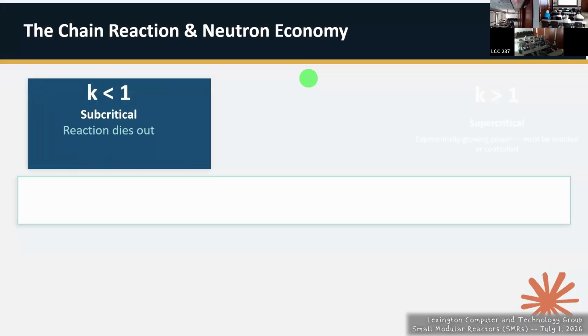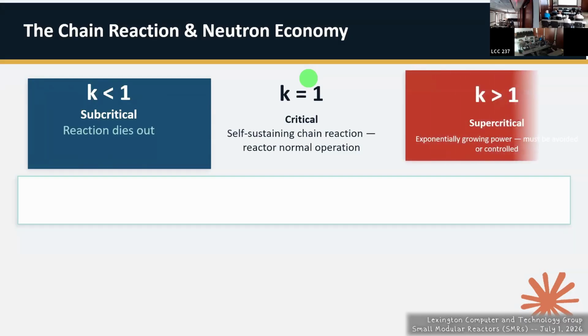If the split, if the new subnuclei and the neutrons go out, if the neutrons hit less than one other atom, you'll have a subcritical reaction that will die out. If it hits approximately one each, it'll be a sustaining smooth reaction. And if it hits more than one each, it has a supercritical reaction that exponentially grows like crazy. And so it has to be controlled.